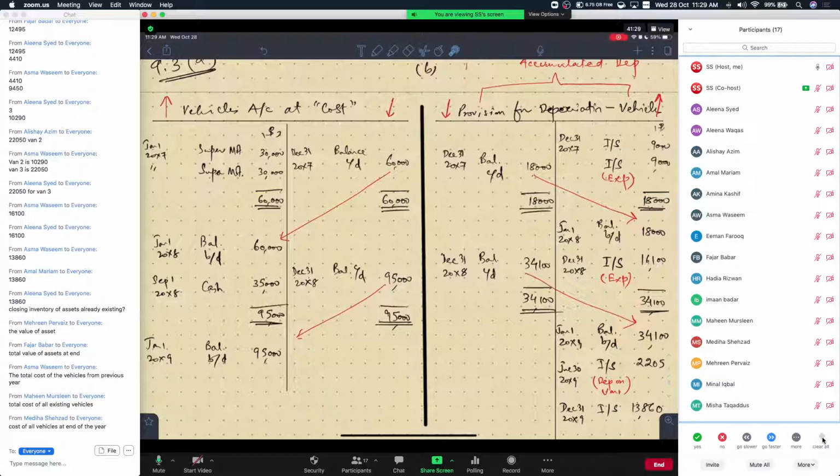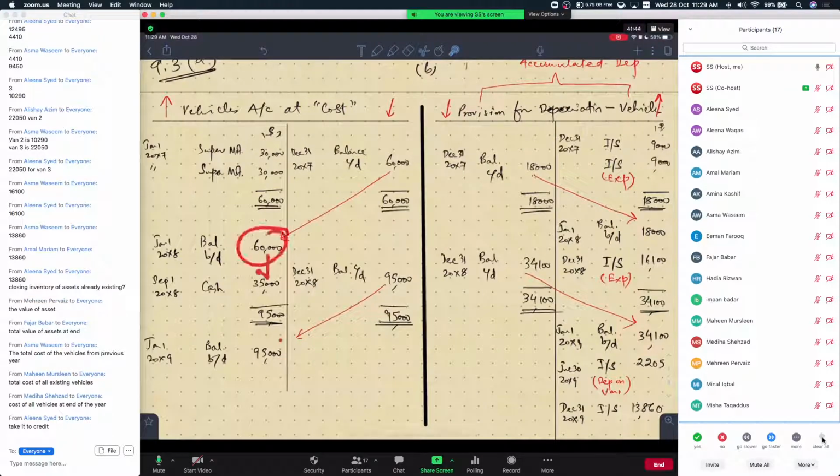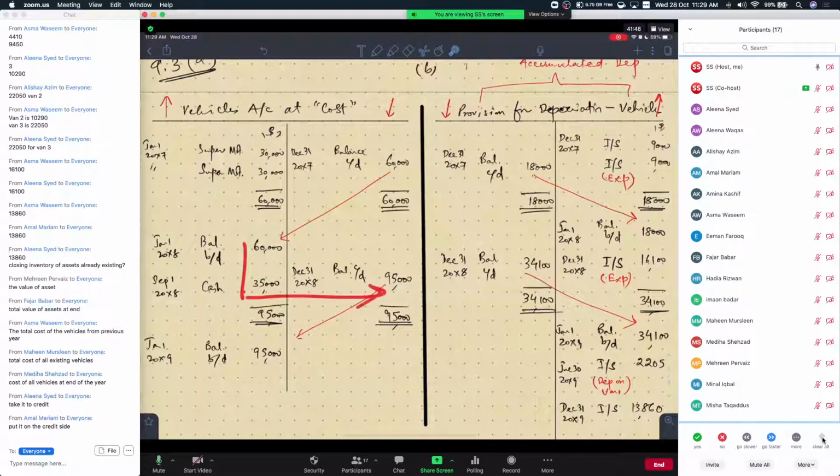So how do we eliminate records when it comes to the double entry system? If we are to eliminate some value from this 95,000, how do we do that? We always take it on the opposite side. If in the double entry system 60,000 and 35,000 appeared on the same side, eventually it added up to 95,000. That's correct, Amal, very good.